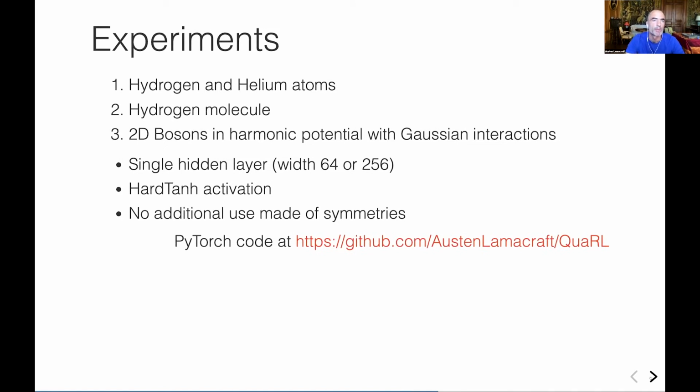The initial experiments we did were on some systems from atomic physics, so the hydrogen atom, helium atom, and the hydrogen molecule, and also a problem from many-body physics of two-dimensional bosons in a harmonic potential with Gaussian interactions. In terms of the network architecture, we were just using a single hidden layer to model our drift function, with a width between 64 and 256 units and hard tanh activation. We didn't make any additional use of symmetries in these atomic physics problems because that doesn't really generalize to more complicated systems. We were only dealing with the permutation invariance. And the code is all available at this repo here.